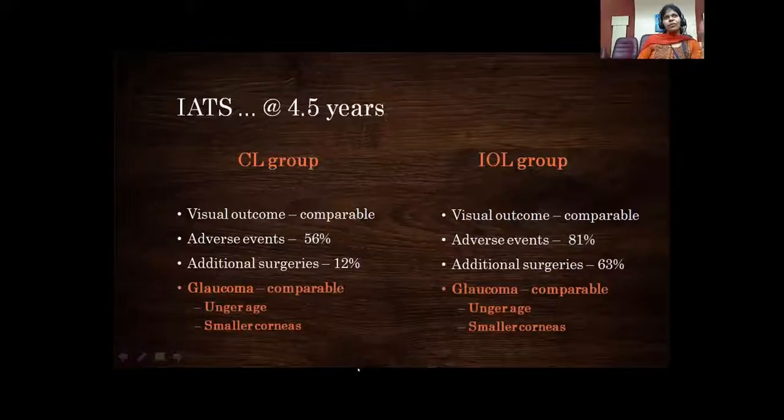And the same group was followed up at the age of 4.5 years. Again, the visual outcome was comparable. Adverse events continued to be higher in the intraocular lens group, though the contact lens group had an increase. This was because of infection related to the contact lens usage. Again, the number of additional surgeries required was much more in the intraocular lens group. And glaucoma was found to be comparable actually, and it was not found to be because of intraocular lens implantation or contact lens. It was more associated with younger age in both the groups and smaller corneas in both the groups.